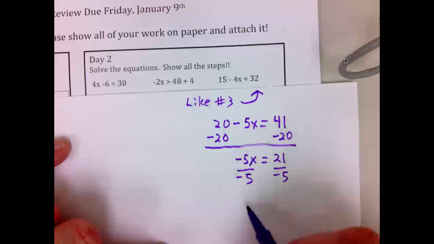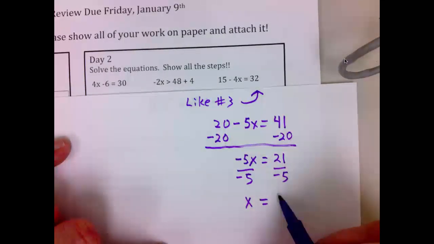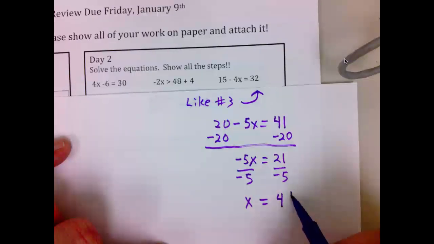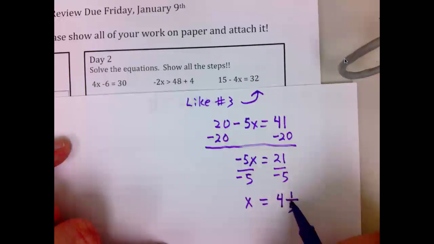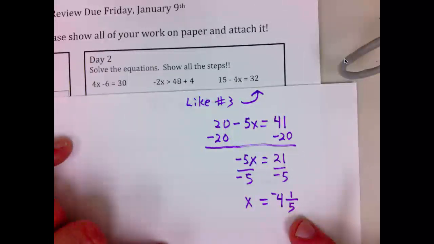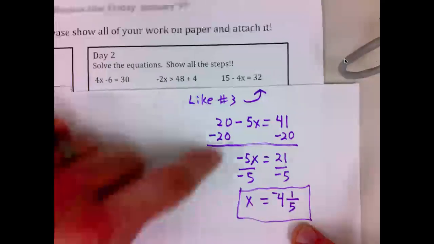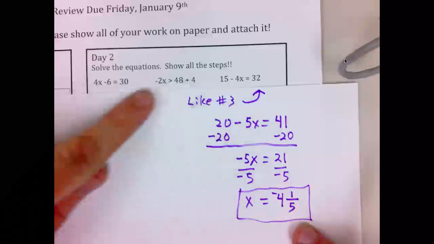Negative 5 divides negative 5 to leave x. 5 goes into 21 4 times with 1 left over. I'll express the leftover over the denominator, and it's a negative. Negative 4 1/5. That is our solution. x is equal to negative 4 1/5. With that, you should be able to readily do this one, and I think you'll be okay on these other ones too.